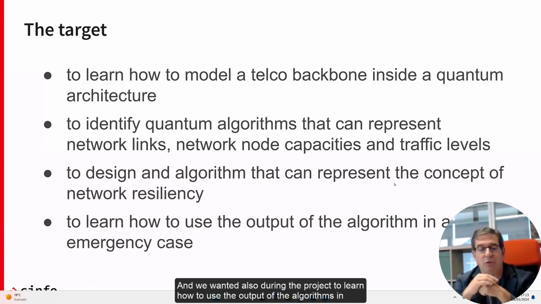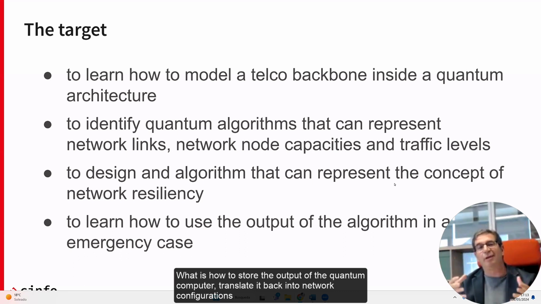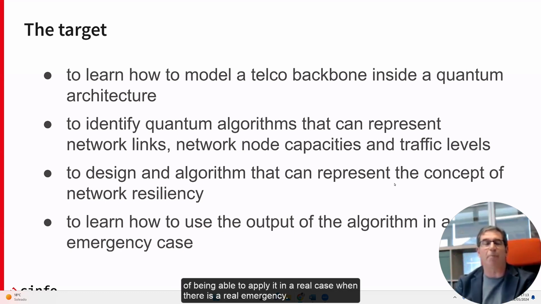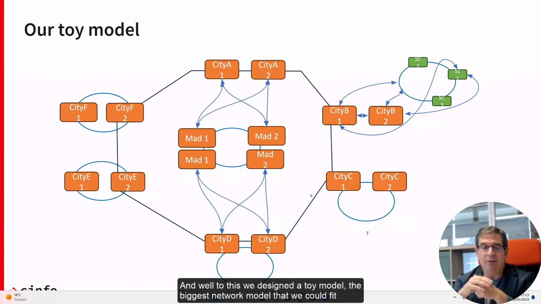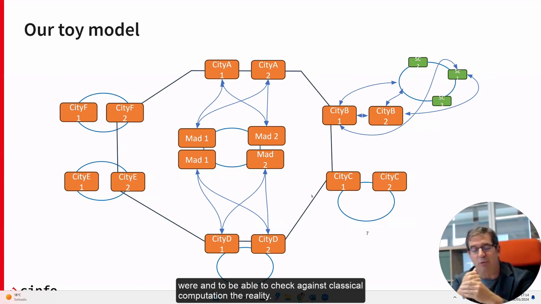And we wanted also during the project to learn how to use the output of the algorithm in a real emergency case. How to store the output of the quantum computer, translate it back into network configurations, and be able to apply it in a real case when there is a real emergency. And to this end, we designed a toy model, the biggest network model that we could fit into a quantum architecture, and also simple enough for us to predict what the results were and to be able to check against classical computation the reality.